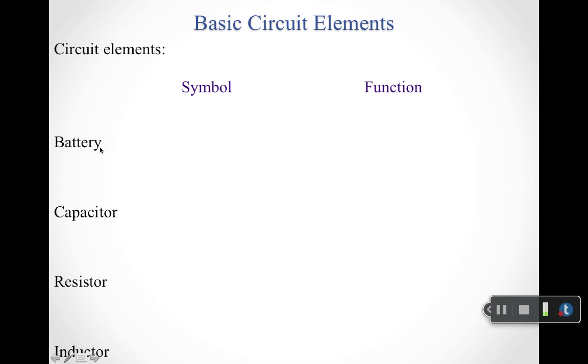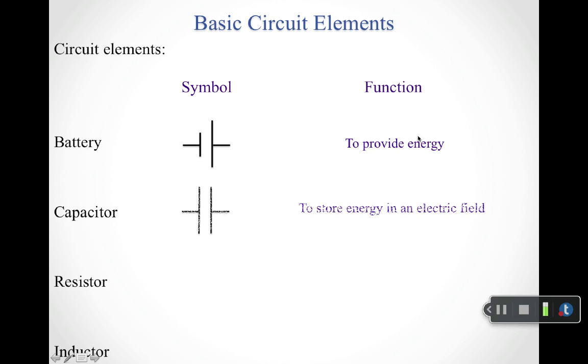Then there are the four main ones that we're going to deal with. First one is the battery. You'll notice that the battery has a longer line and a shorter line. The longer line is the positive terminal, so this is the positive terminal over here. The shorter line is the negative terminal of the battery. The function of the battery is to provide the energy. One of the things that we're going to care about a lot with circuits is energy. Circuits are really fundamentally conservation of energy problems. So the battery is the one that provides the energy.